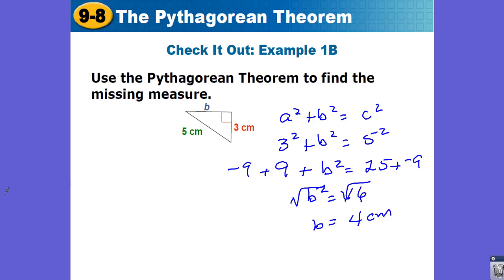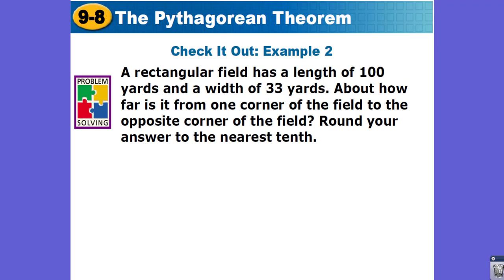Okay. Now let's try an application problem, because you can actually use this in the real world. Okay, so here is an example. A rectangular field has a length of 100 yards and a width of 33 yards. About how far is it from one corner of the field to the opposite corner of the field? Round your answer to the nearest tenth.